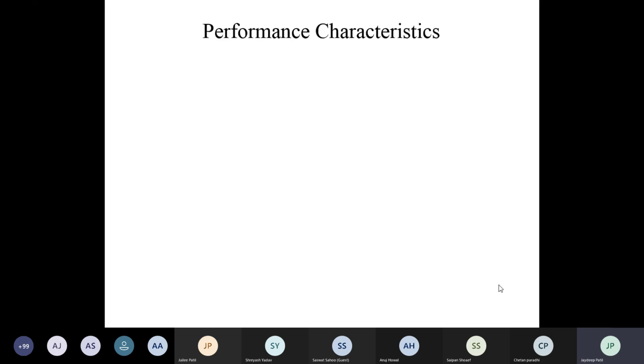So the next point is performance characteristics of the governor. So the first one is sensitiveness of governor. Tell me what is meant by sensitiveness. What is meant by sensitiveness?